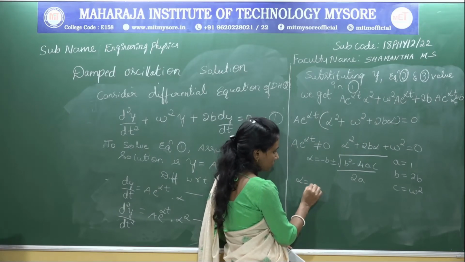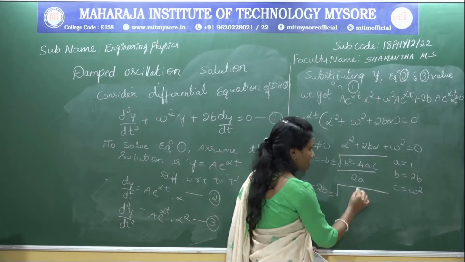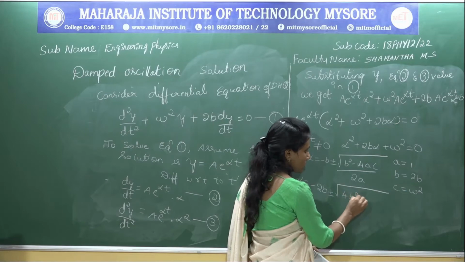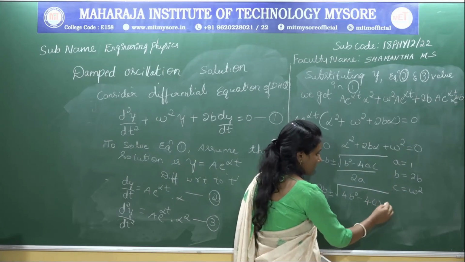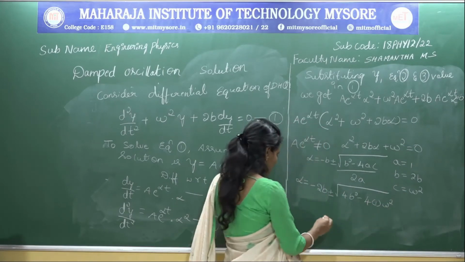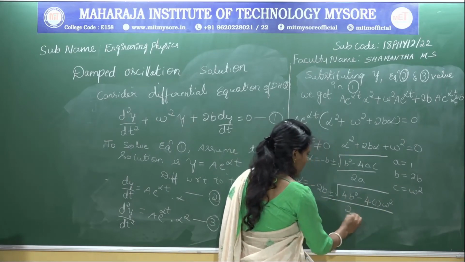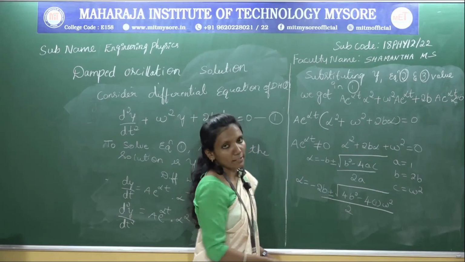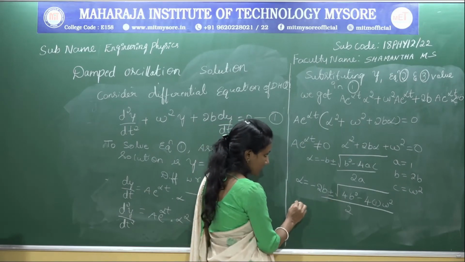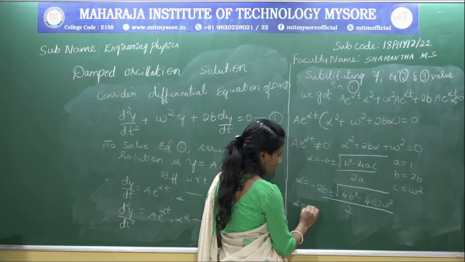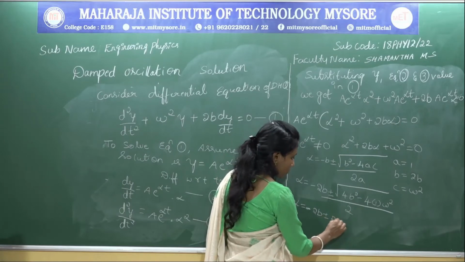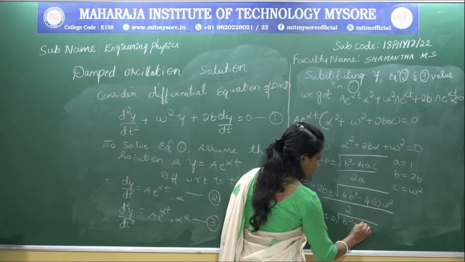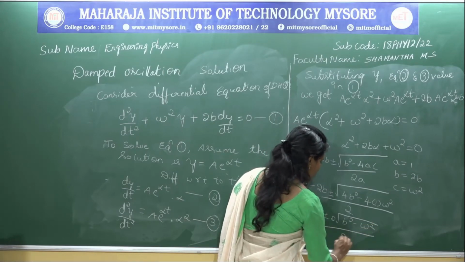Alpha is equal to minus 2b plus or minus root of b square minus 4 into ac, where the a value is 1 and the c value is omega square divided by 2. Here the square root of 4 value is 2, which we can take common, then we will get alpha is equal to minus 2b as it is plus or minus 2 root of b square minus omega square divided by 2.